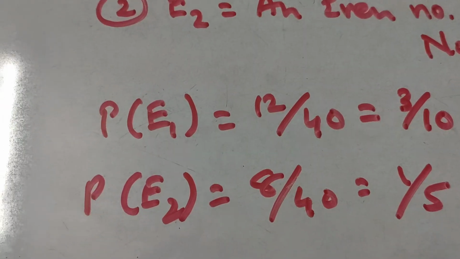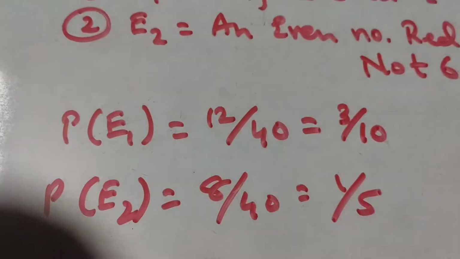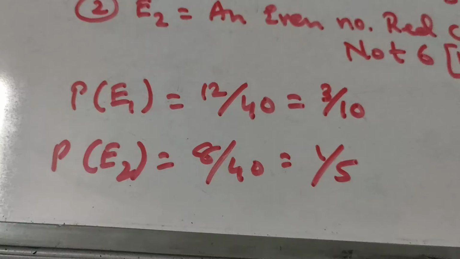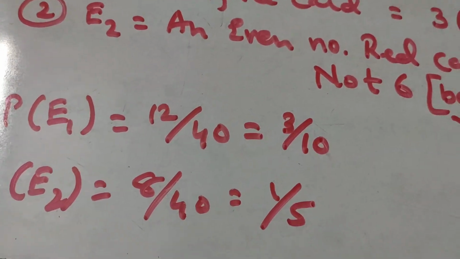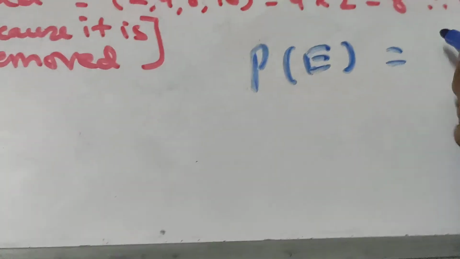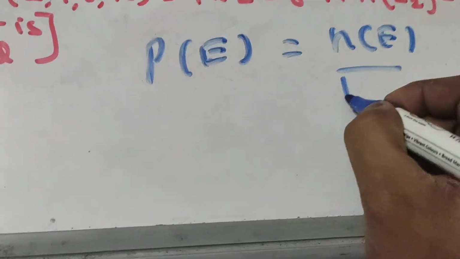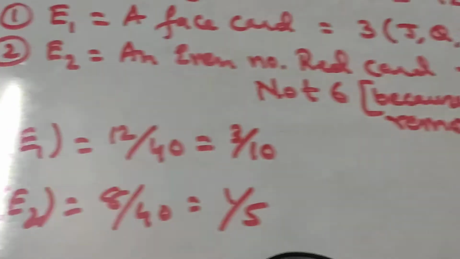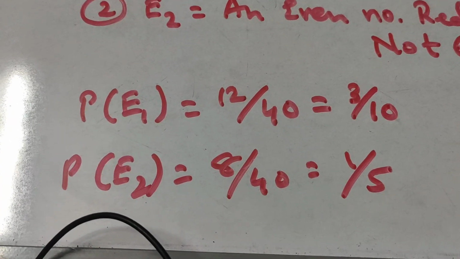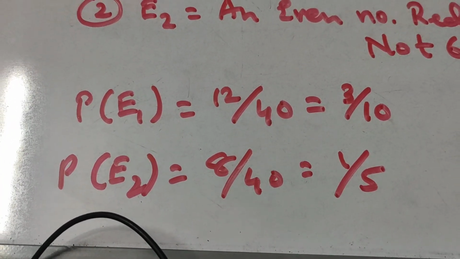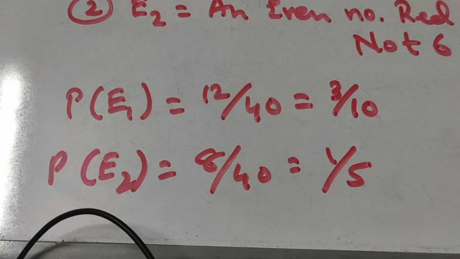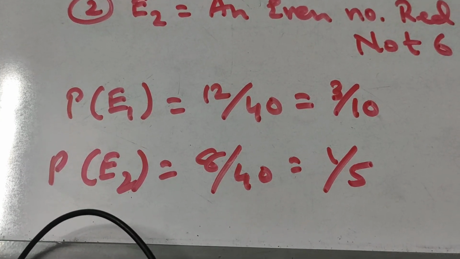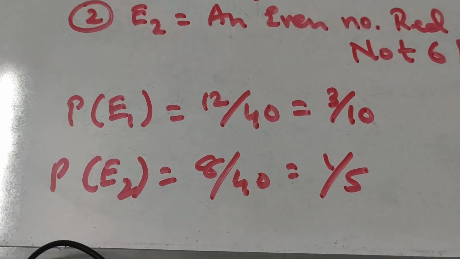Now according to the formula, we know the formula. What is the formula for that? We will write it here. Formula is P(E) is equal to n(E) upon n(S). So taking the formula we get P(E1) is equal to 12 upon 40, which comes to 3 upon 10, and P(E2) is equal to 8 upon 40, which comes to 1 upon 5.